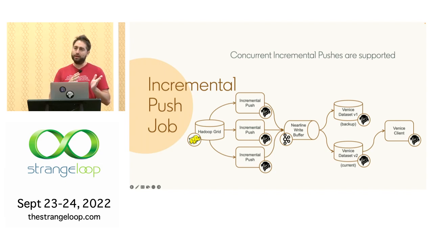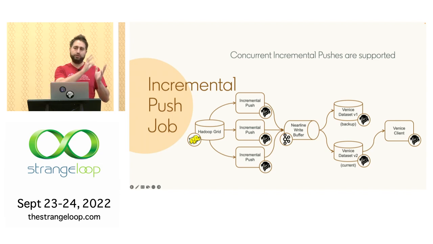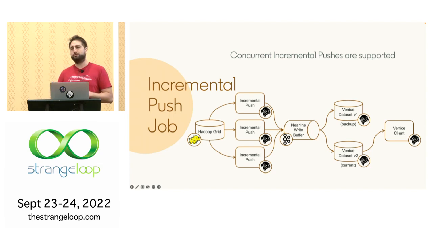And our users like this because it allows them to take a bunch of different data sources that they may find in our grids and union all of these data sources together into Venice. Now, of course, they could run the union as a batch job in Hadoop and then do a full push of that. Some people choose to do it this way. But for a lot of our users, they find it convenient that Venice just offers that out of the box, and they can run many very lightweight, independent incremental pushes.